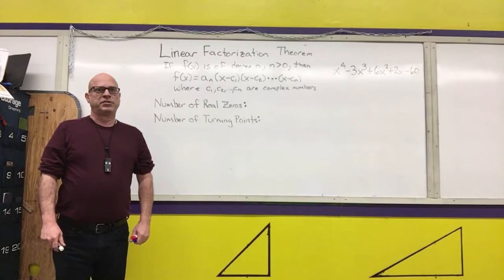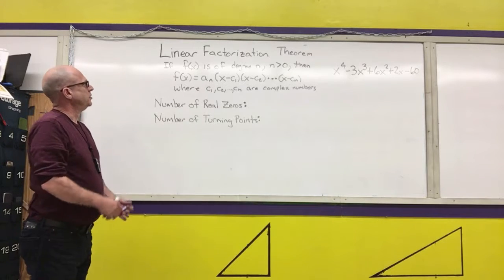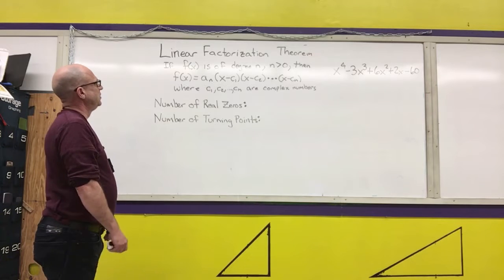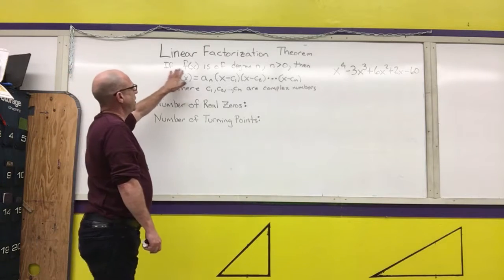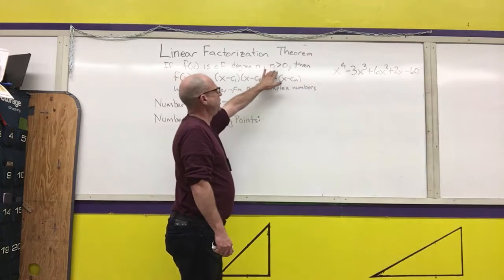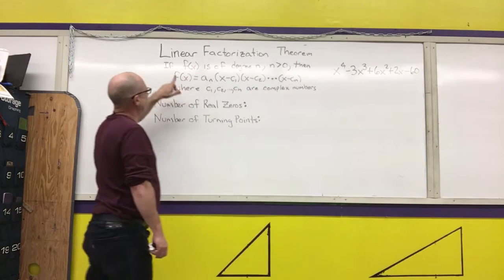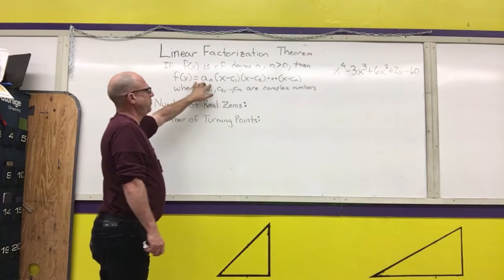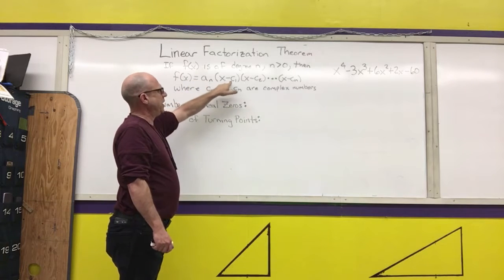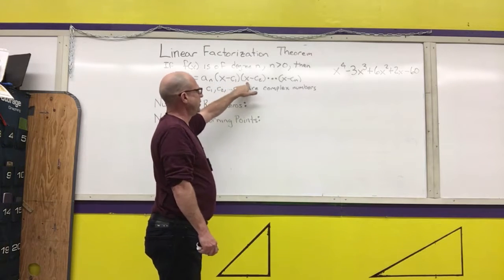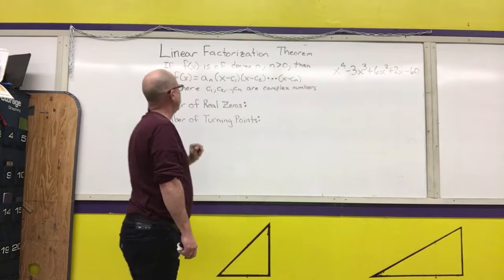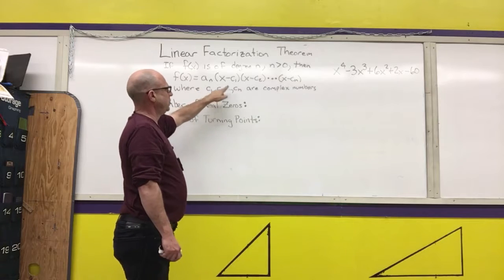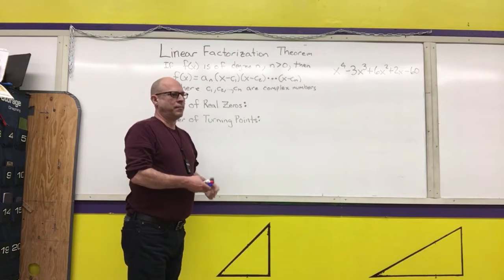In this video we'll just cover some more terminology for polynomial functions. First thing I want to discuss is the linear factorization theorem. And it says if f of x is of degree n, where n is greater than 0, then I can rewrite f of x as a coefficient times x minus c sub 1 times x minus c sub 2, on and on and on, times x minus c sub n, where c sub 1, c sub 2, all the way through c sub n are complex numbers.